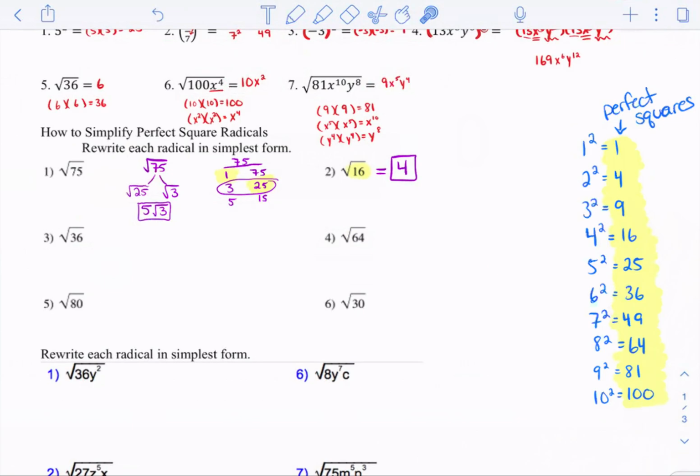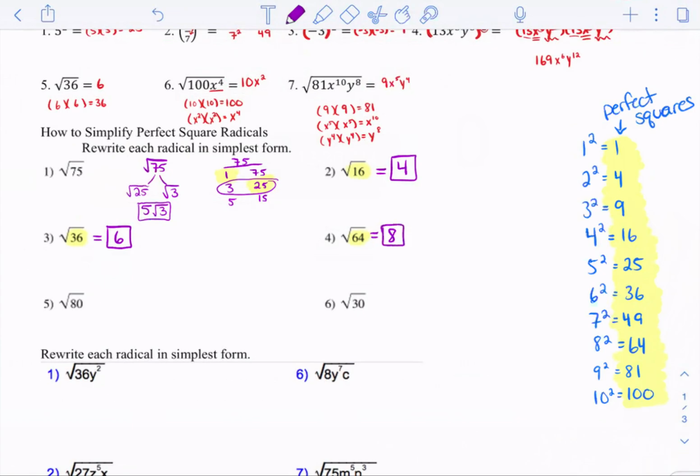I'm going to continue now to solve these problems. If I look at this next one, 36. 36 is a perfect square, so I do not need to break it down. So the square root of 36 is 6, right? Then I look at 64. 64 is a number on this list, so it's a perfect square. So the square root of 64 is 8.